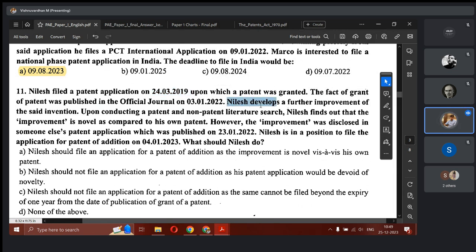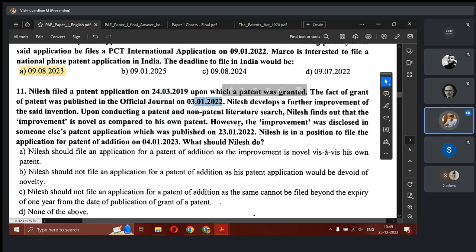Okay. Nilesh develops a further improvement. When I say improvement, Section 54, patent of addition, has to come to your mind. Okay. Of the said invention. Upon conducting a patent and non-patent literature search, so he does a small search, Nilesh finds out that the improvement is novel as compared to his own patent. However, the improvement was disclosed in someone else's patent application, which was published on 23rd Jan 2022. Okay. So much after this date. Forget this date.